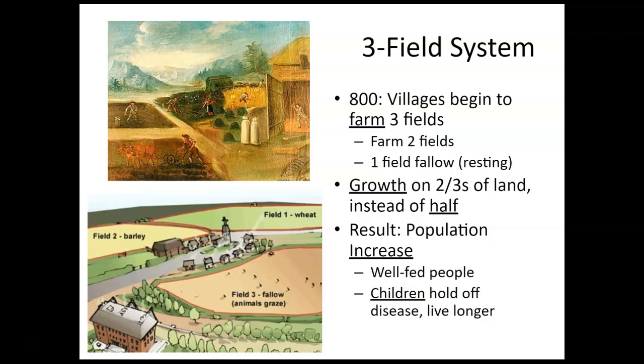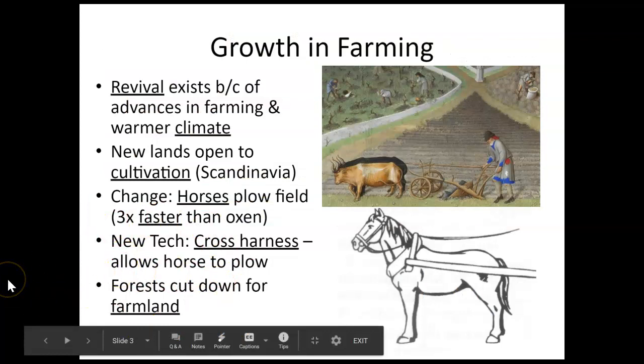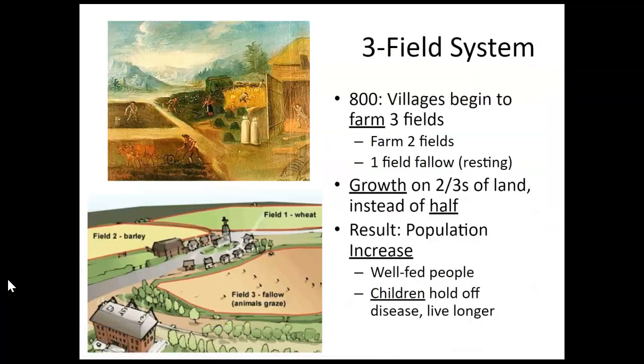And not only that, when you take the idea of moving from the 2-field system to the 3-field system, you now have a 16-17% growth in land that you can farm on, and then add on what we just talked about in terms of the faster ability to plow and more forests being cut down, the growth for area that you can farm, and the output from it is just so much. And this is why the population increase happens. You have better fed people, more access to food, children are living longer, they're holding off disease, not just children but everybody else is holding off disease much better, and you're living longer, and you have the population explosion.